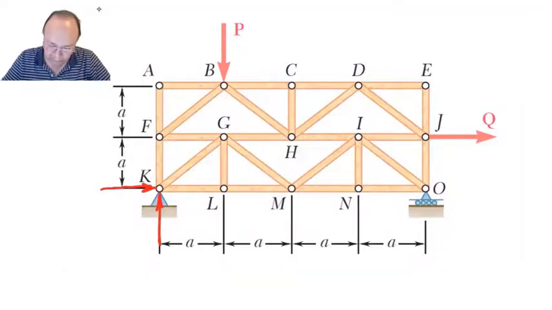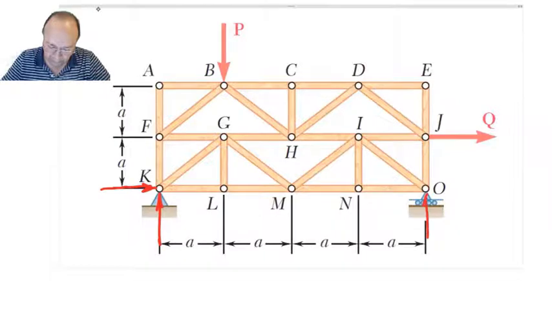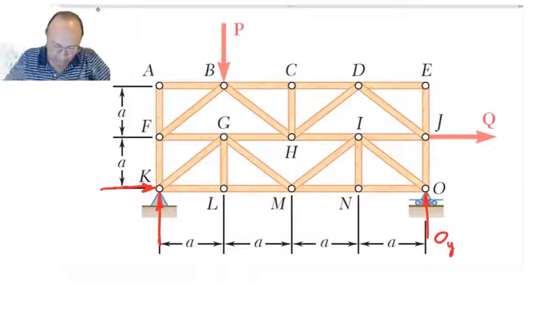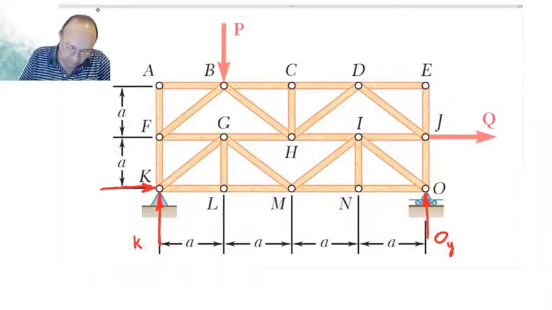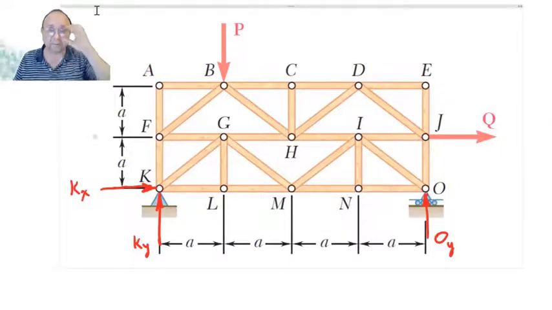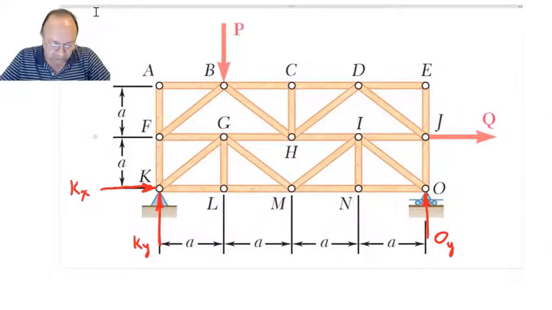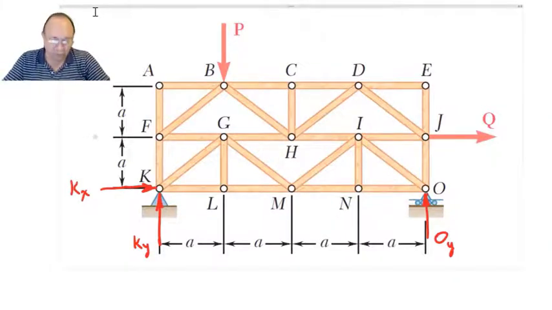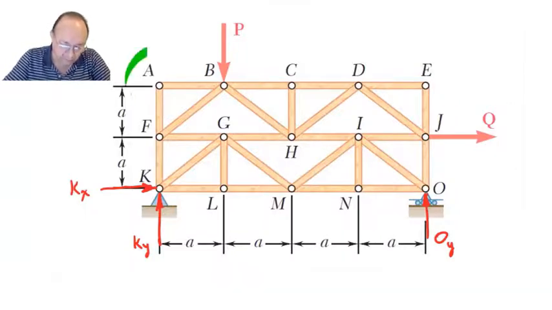And the rollers will be just a vertical reaction here, say OY, KY, KX. So let's take a look at all the joints here to see if we can go quickly on some of them. For example, joint A.